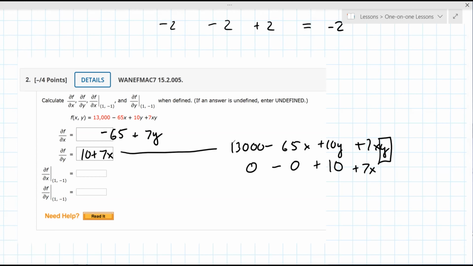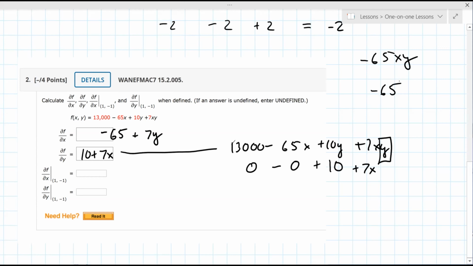But I don't understand why negative 65x goes to 0, because aren't you just supposed to leave it if it's with x? They would be that if it was negative 65xy, what you're saying is true.